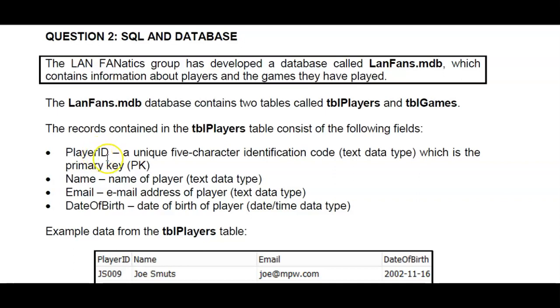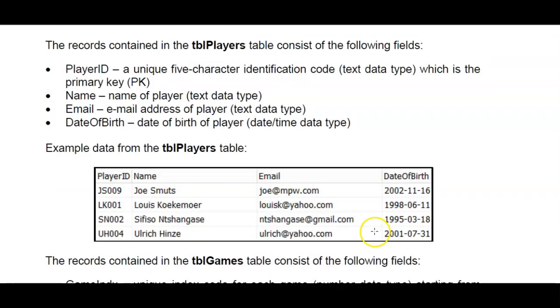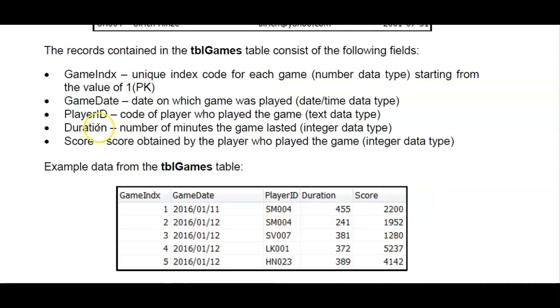They've also not given us a table or a screenshot of the design view, but rather they've explained to us what each field means. So the player ID, for example, is a unique code containing 5 characters, and then the name of the player and the email and the date of birth. They've also given us the data types here at the end, so that's important to take note of. Then they gave us some example data from TBL players, and that is the screenshot here below.